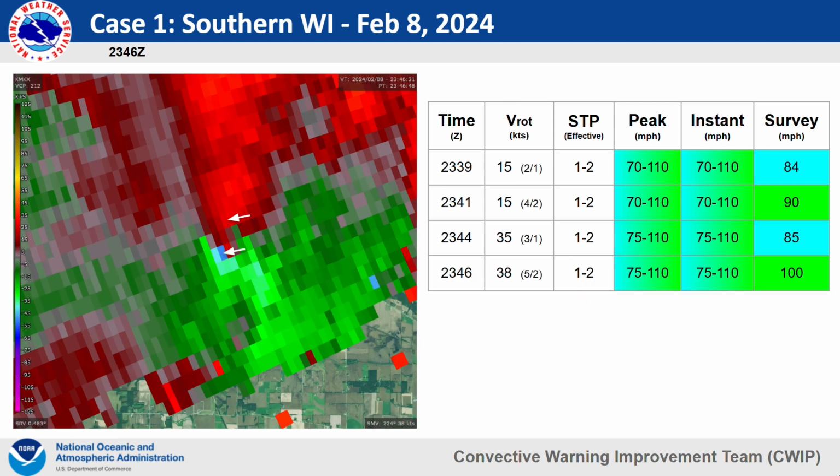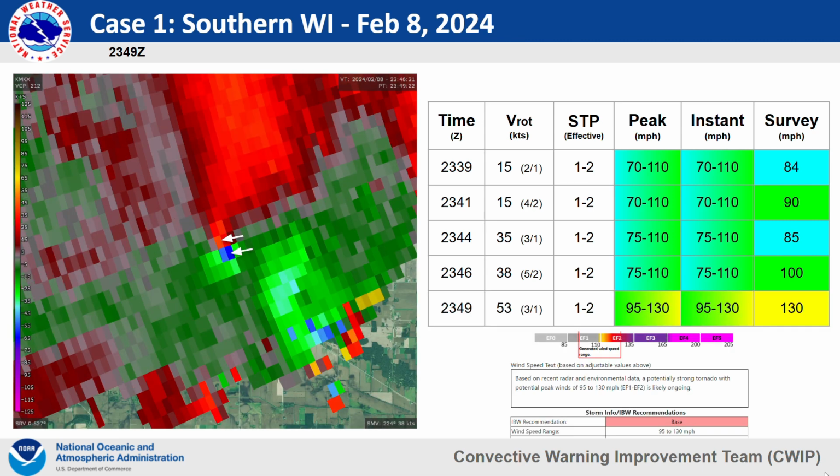Looking ahead to the next scan at 2346, so we've advanced 2 minutes. We still have 5 minutes of 30 knots or greater VROT values, and so the peak and instantaneous velocities remain the same. Moving forward, at 2349, the VROT values jump to 53 knots, peak intensity and instantaneous intensity both of 95 to 130 miles per hour, which corresponded very well with some of the strongest damage seen in the damage survey, estimated at 130 miles per hour.